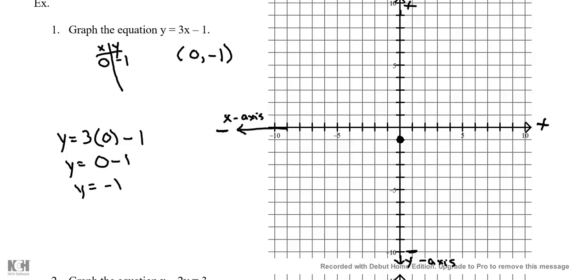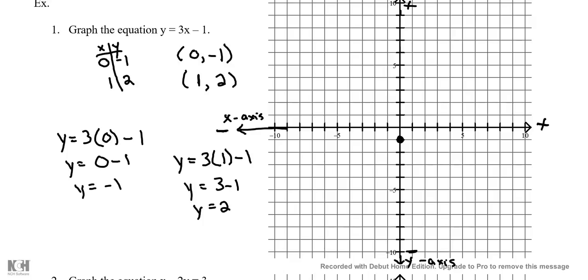Now to make a line I need at least one more point, so I'm going to pick another value. I'm just going to pick 1. Picking small numbers is usually for the best. So I'm going to start this whole process over again, rewrite the equation out, but put a 1 in place of the x this time. So 3 times 1 is 3. 3 minus 1 is 2. So this time I plugged in a 1 for the x and I got a 2 for the y. So my ordered pair is 1, 2.